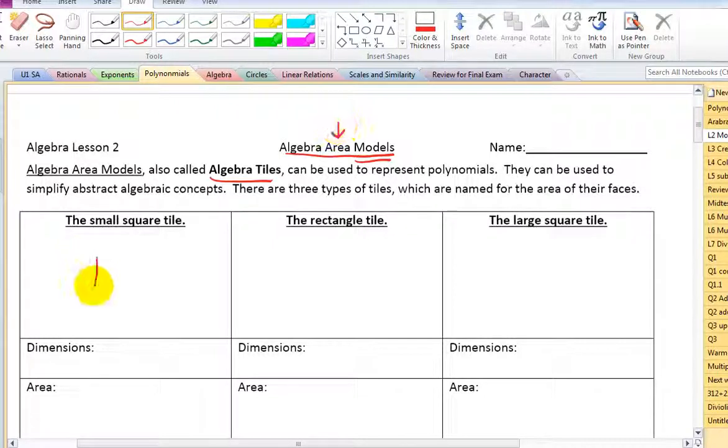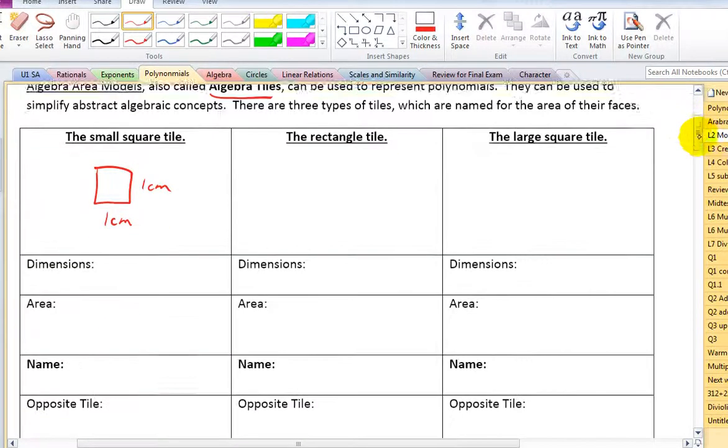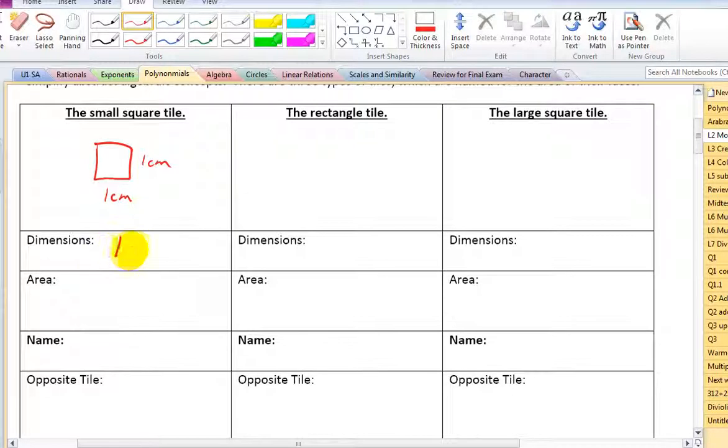If you measure it, you will notice that the small square tile is 1 centimeter by 1 centimeter. So the dimensions would be 1 centimeter by 1 centimeter. The area then, since it's a square, length times width, it will be 1 centimeter squared. Remember, we have the exponents, 1 and 1, and we add them together. That's how we're getting the square sign, the 2.